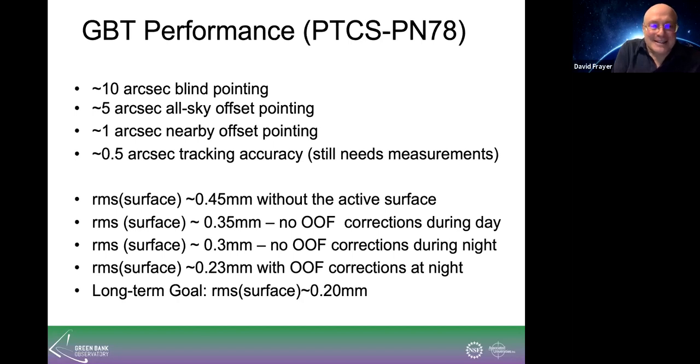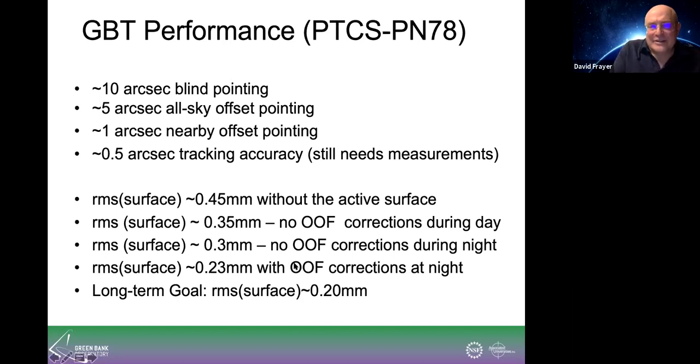It's easy to make measurements when you're not tracking very well. You can see large effects, but once you improve things so much, it's harder and harder to make these smaller measurements to confirm the performance. But anyway, we think the tracking error is about 0.5 arcseconds or less.